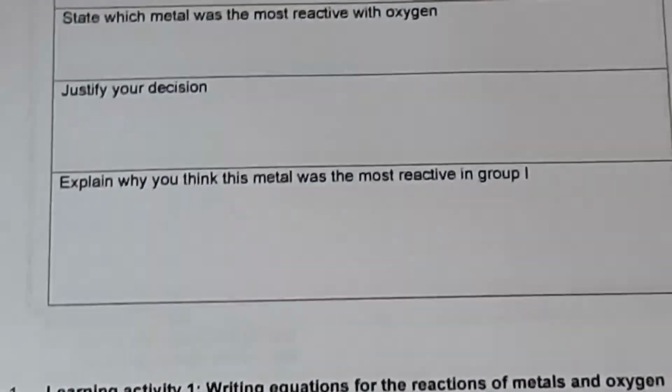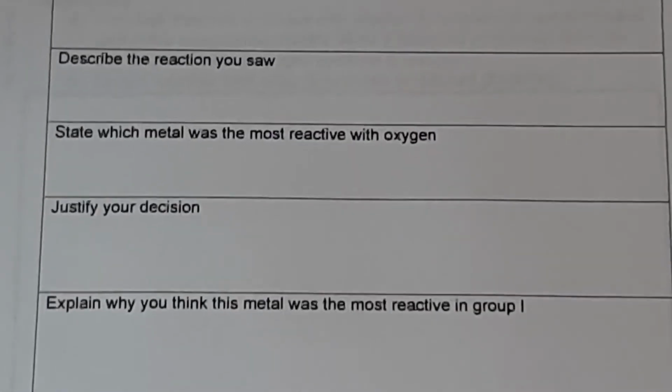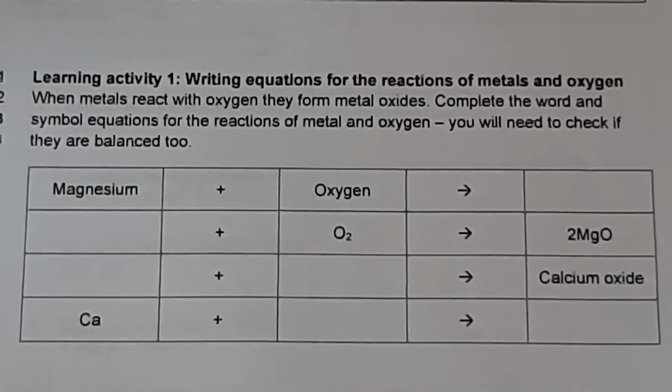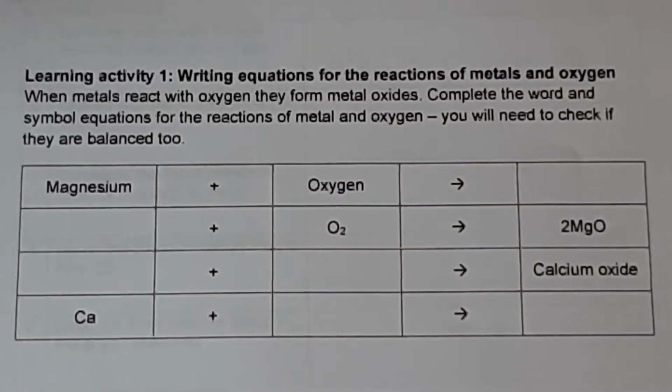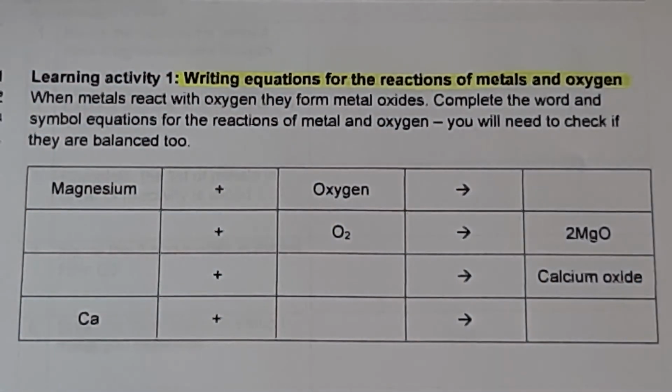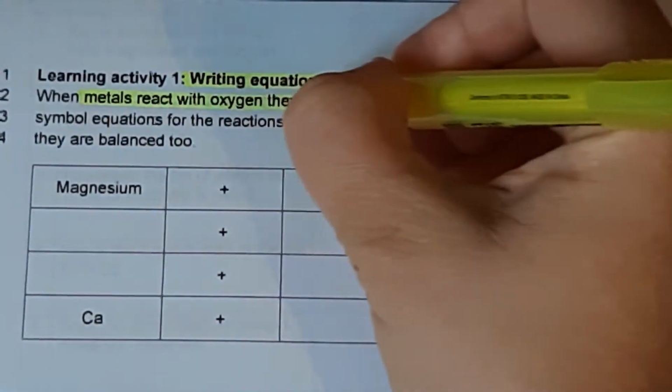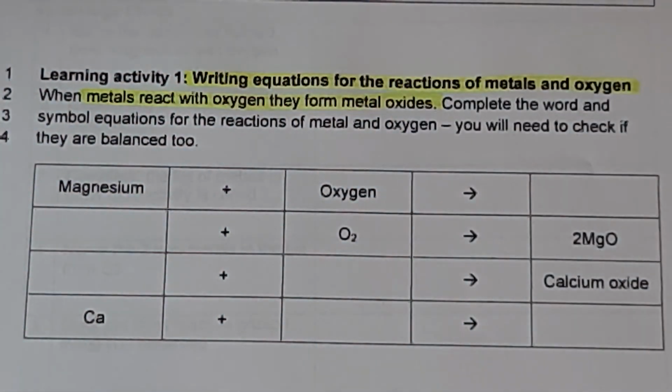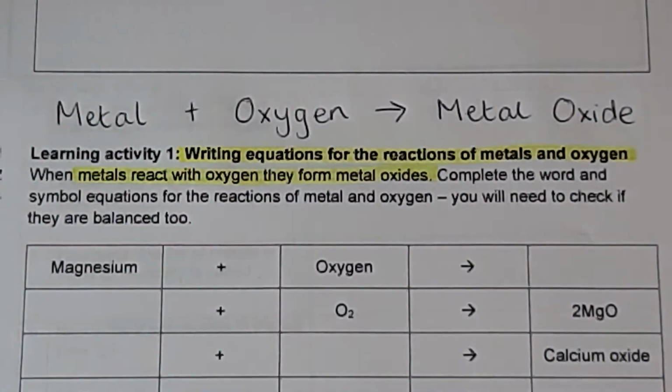And that continues on to page 17. And so the next activity we're going to do is learning activity 1, which is all about writing equations for the reactions of metals and oxygen. So, when metals react with oxygen, they form metal oxides. We know this from last lesson. So metal plus oxygen turns into metal oxide. And we're going to write that out. So I'd like you to write that out too.